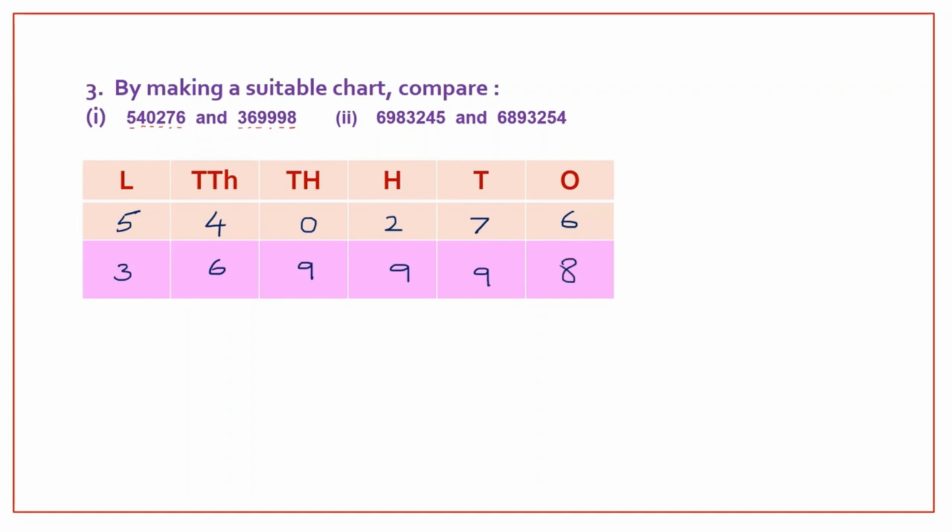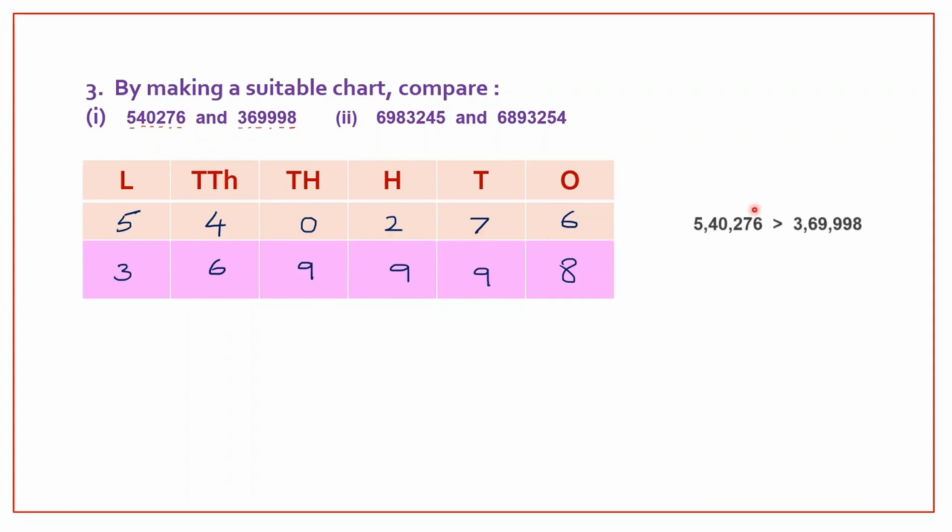Okay, so when we compare numbers, first we count the number of digits, isn't it? So here there are 6 digits, here also there are 6 digits. So when the number of digits is the same, then look at the digit in the extreme left. That means in this case, in the lakhs place. So in the first number we have 5 in the lakhs place and in the second number we have 3 in the lakhs place. So here which is greater, 5 or 3? 5 is greater, isn't it? That means this number is greater than the second number.